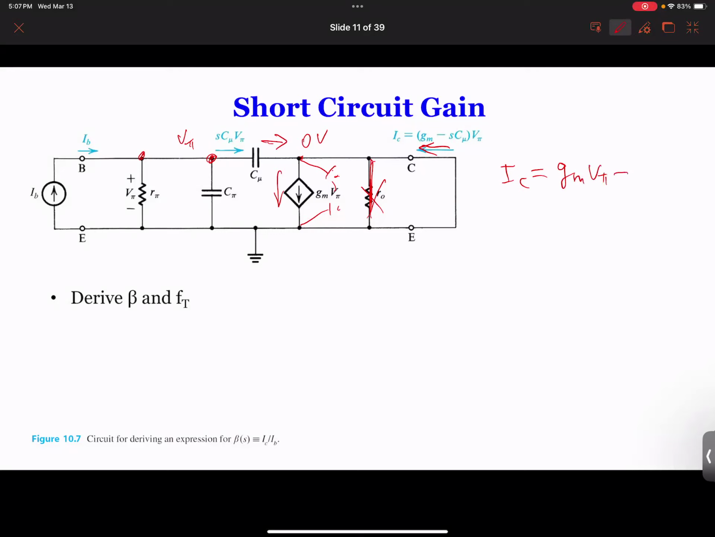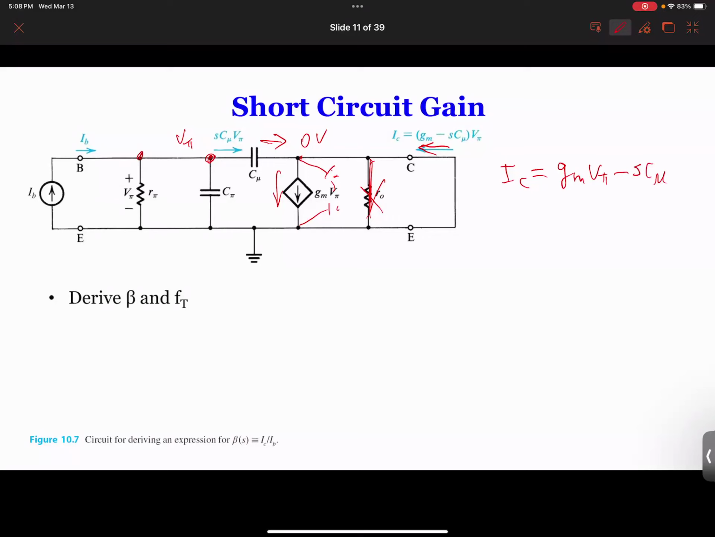Minus the current through C mu. The current on C mu is the voltage across C mu multiplied by S C mu, since 1 over S C mu is the impedance. Because the voltage on one side is V pi and on the other side is 0, the voltage across it is V pi. So we have S times C mu times V pi, and you have this IC calculated.